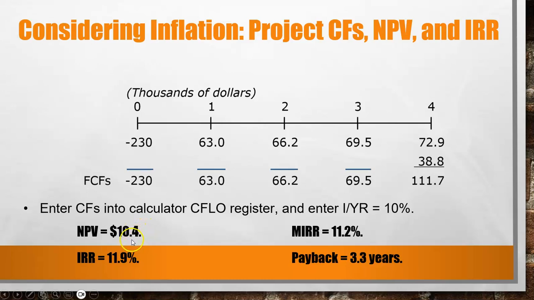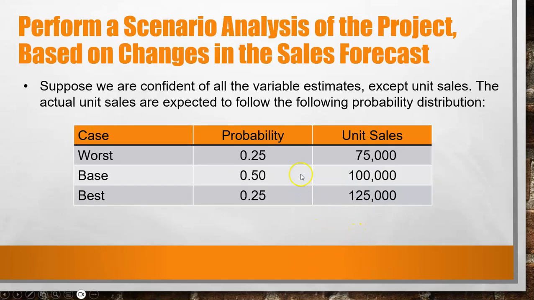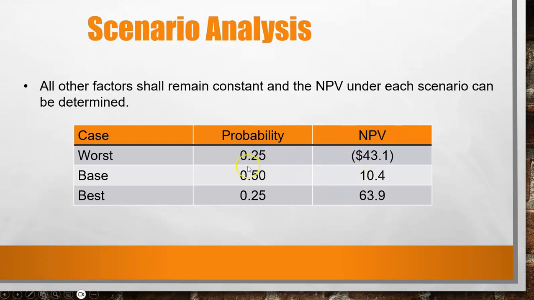And here we can see our net present value is 10.4, IRR is 11.9, MIRR is 11.2, payback is 3.3 years. So with inflation in there, the rising rates, the project actually looks better. Here's a scenario analysis with worst, base, best, all of our unit cells, and we go through: if the worst happens, we're going to lose money. Normal, 10.4; best, 63.9. We never plan for the worst, but you want to make sure you're prepared for it.